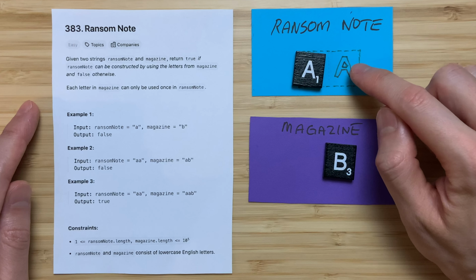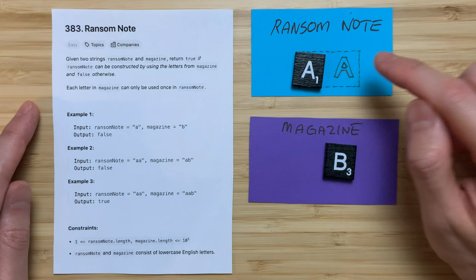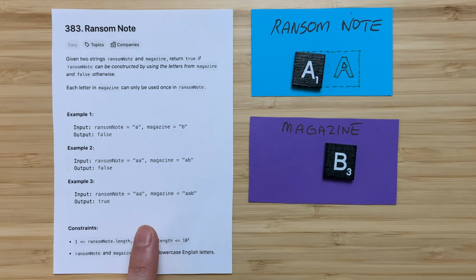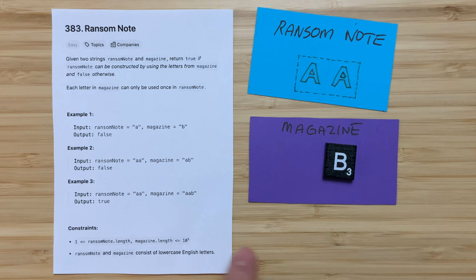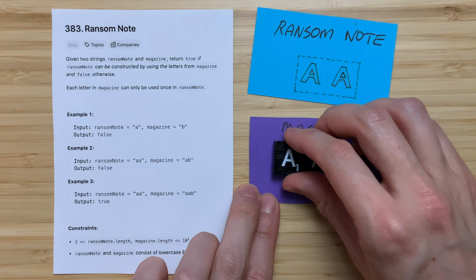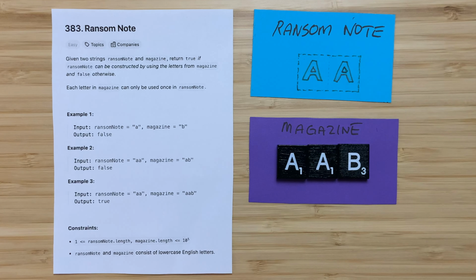Next letter in ransomNote we want is another A. Do we have another A available in magazine? Clearly no, we just have a B. So we return false for example 2. Okay, last example. Our ransomNote is the same. It's AA. And then for magazine, we have A, A, B. So this is the setup for example 3.